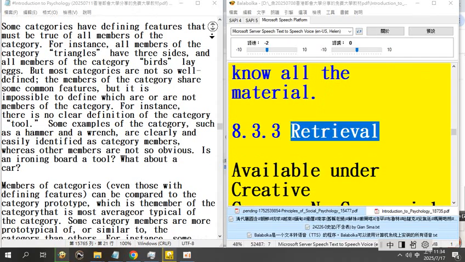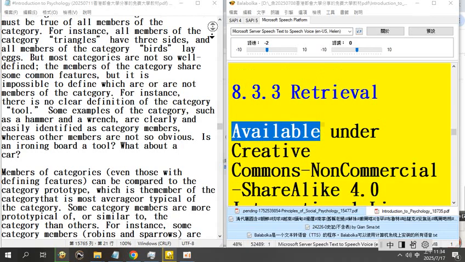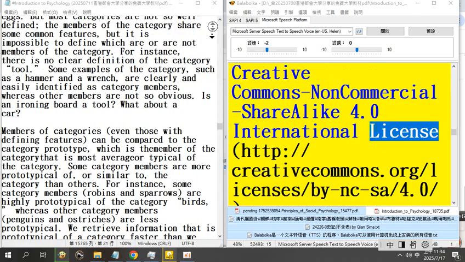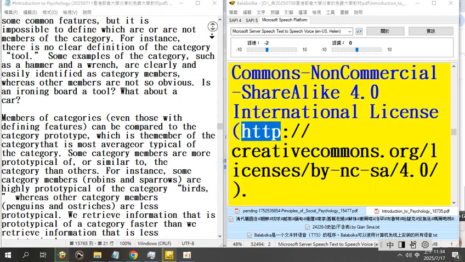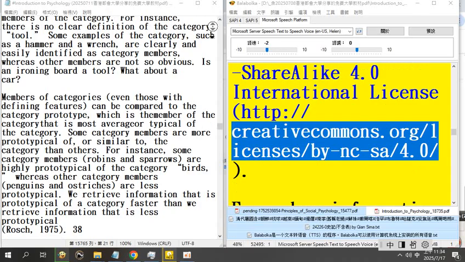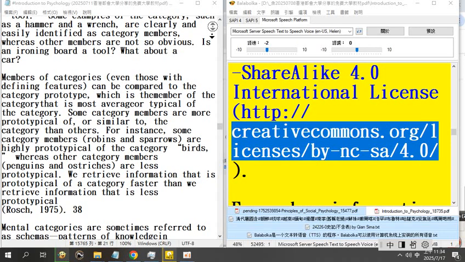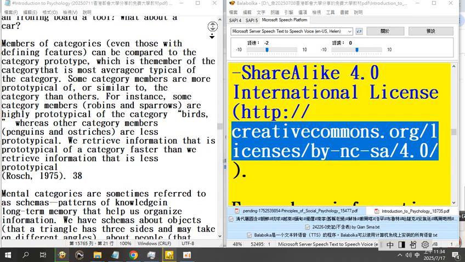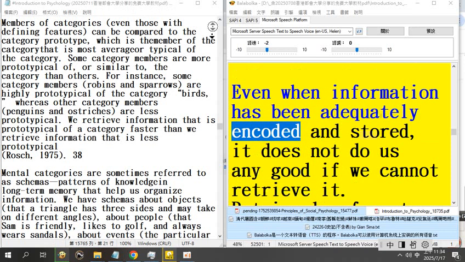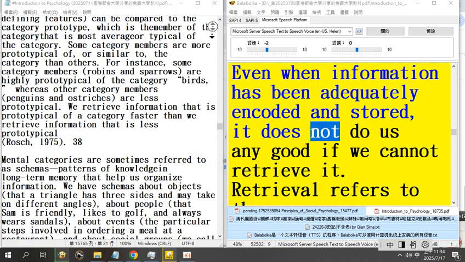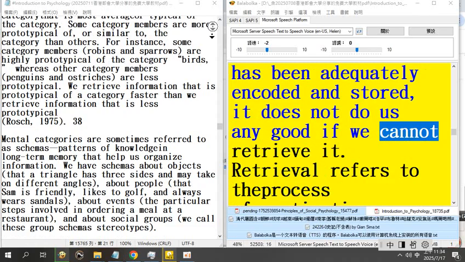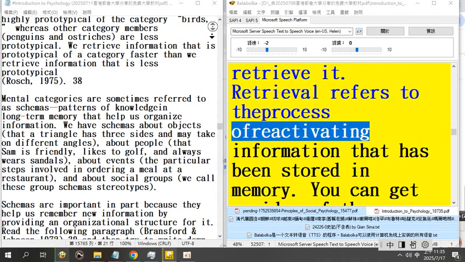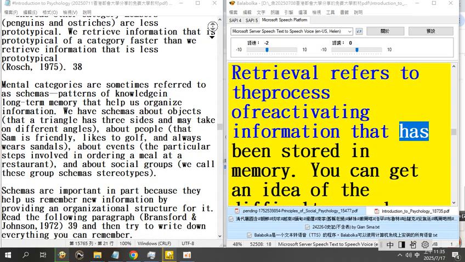8.3.3 Retrieval. Even when information has been adequately encoded and stored, it does not do us any good if we cannot retrieve it. Retrieval refers to the process of reactivating information that has been stored in memory.